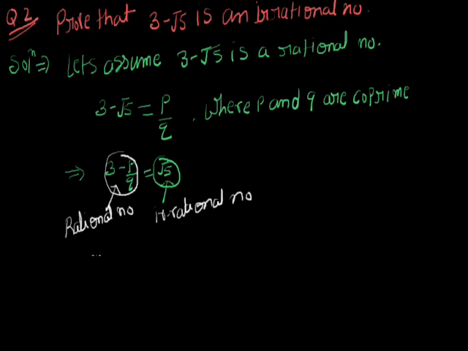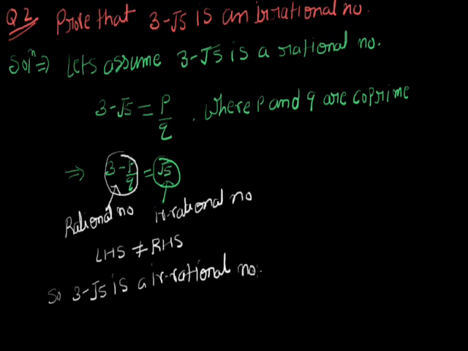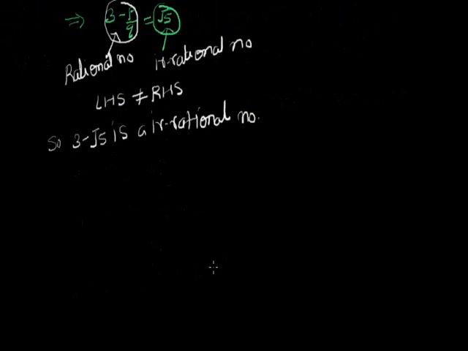Now, since a rational number cannot be equal to an irrational number, we can write that the left hand side is not equal to the right hand side. That's why, by contradiction, the assumption that we made, that 3 minus root 5 is a rational number, is wrong. So 3 minus root 5 is an irrational number. By this way we can say that this number is an irrational number.